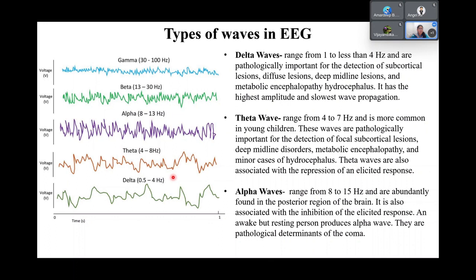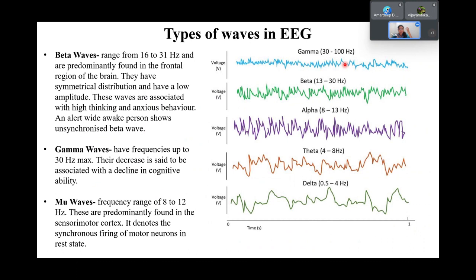Next is the gamma wave here. This is responsible for decline in cognitive ability. So if you can't recognize something, or you have some problem with your cognitive ability, it is because gamma waves are in action. And the last one is something called the mu wave. These are mainly for the sensory motor. Sensory motor means involving the senses and the motor neurons, and they are responsible for the firing of motor neurons in rest state.